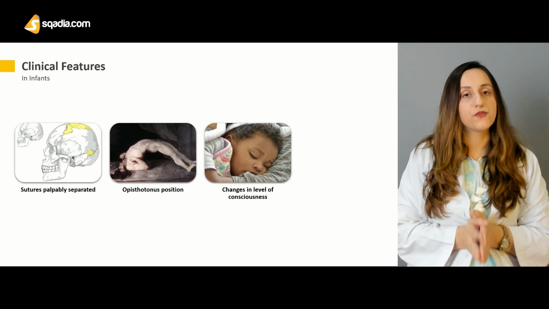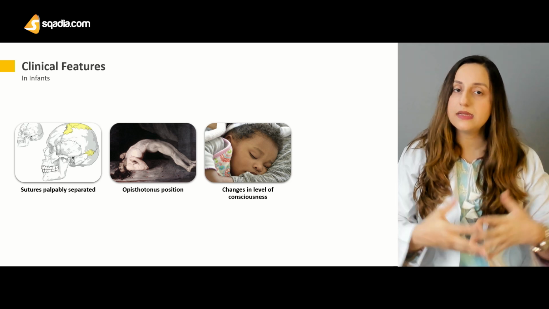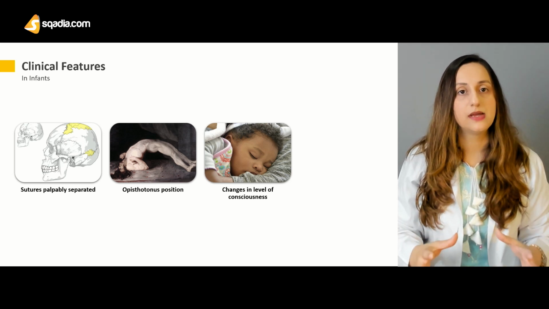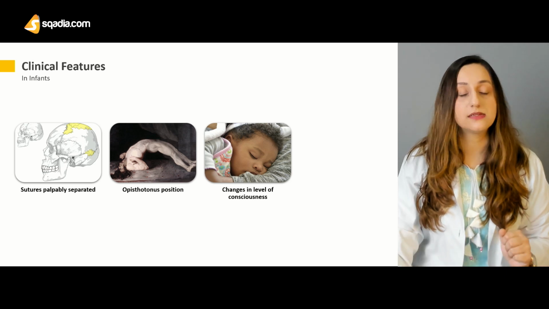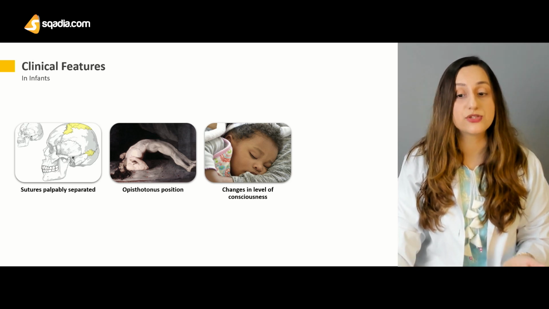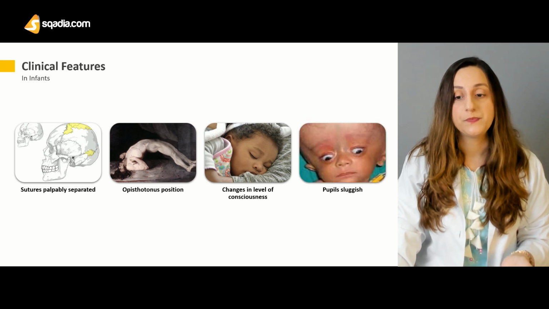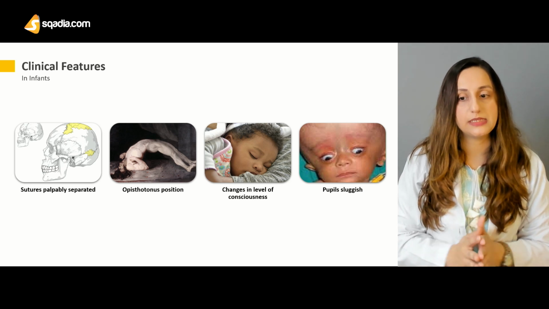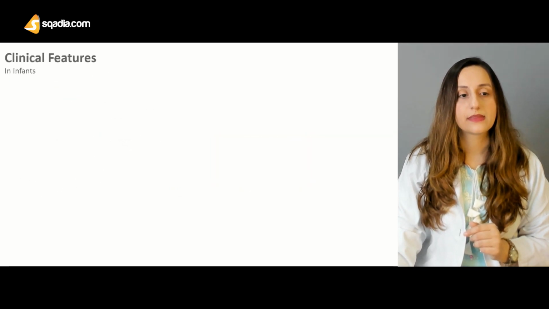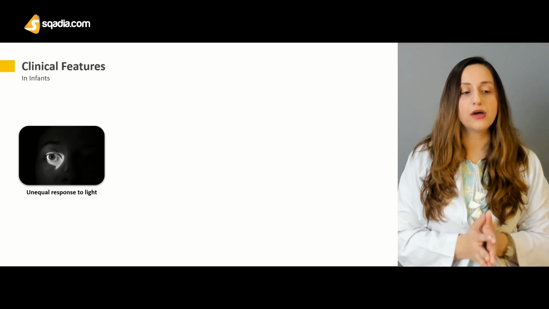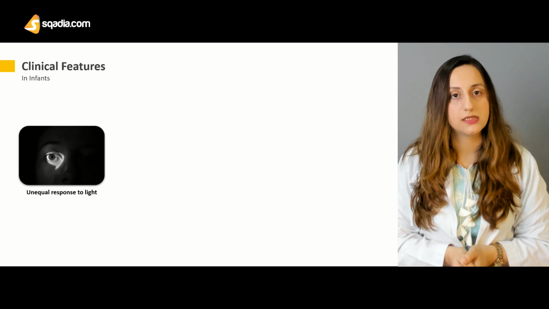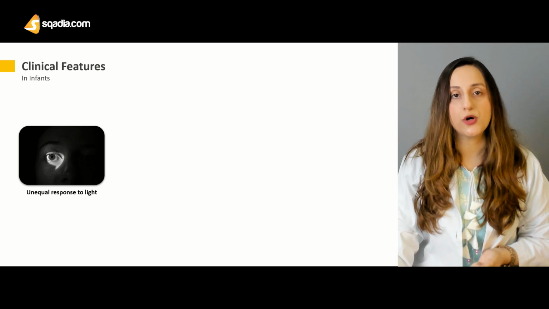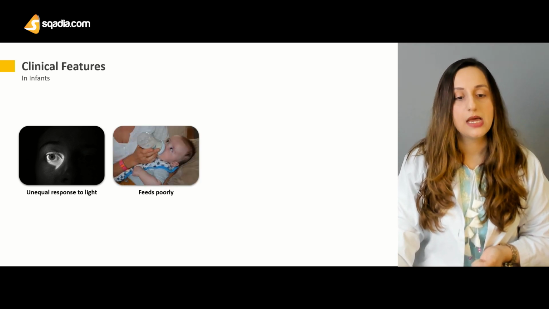There are changes in the level of consciousness, and it can even go towards depression of the central nervous system, so the level of consciousness can be altered in the individual. Sluggish responses of the pupils are also observed in these particular patients. Now, moving on, we have unequal responses to light. The light reflexes, the pupillary dilatation, is not usually observed in these particular patients.